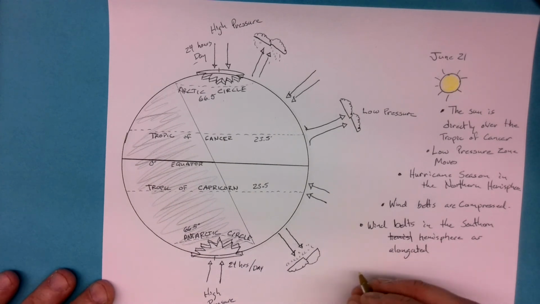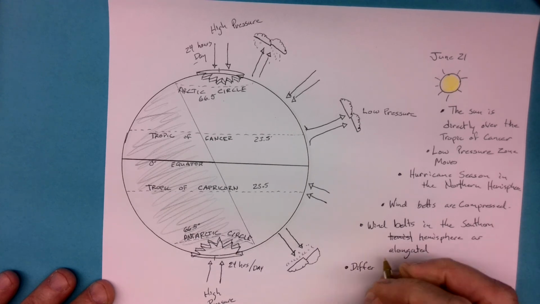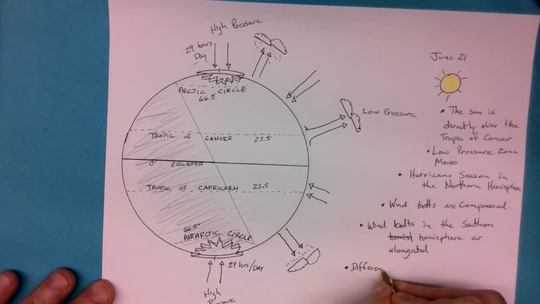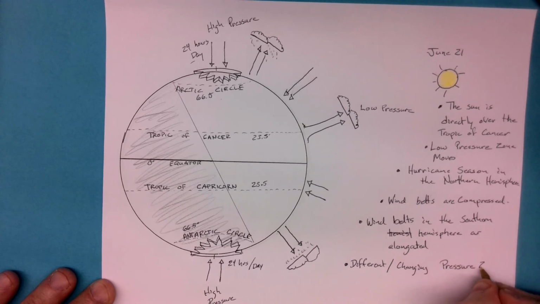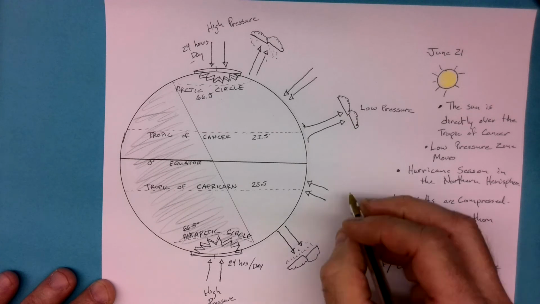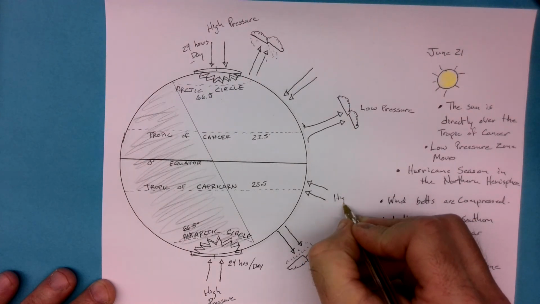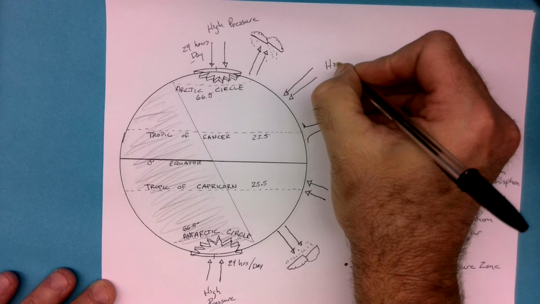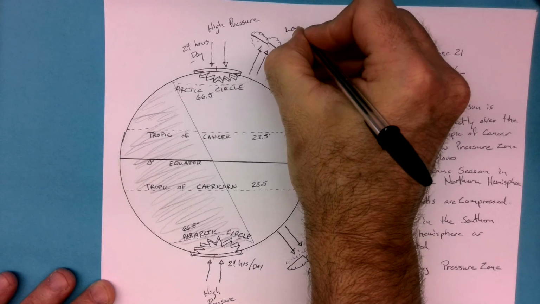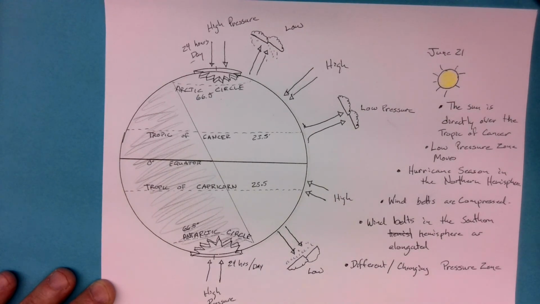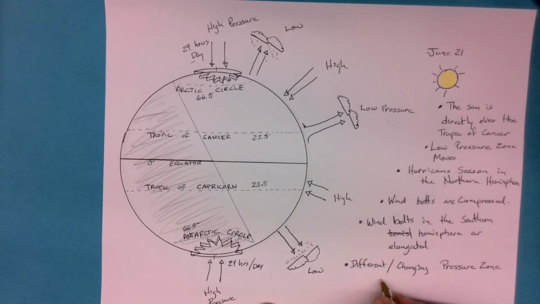Now, the main thing you need to know about this is the different or changing pressure zones. Okay, low pressure, high pressure. High, high, low, low. That's what gives us our seasonal rain.